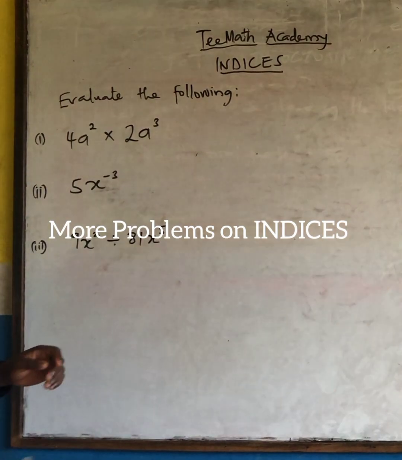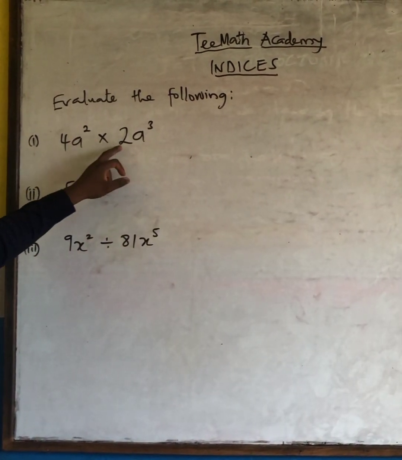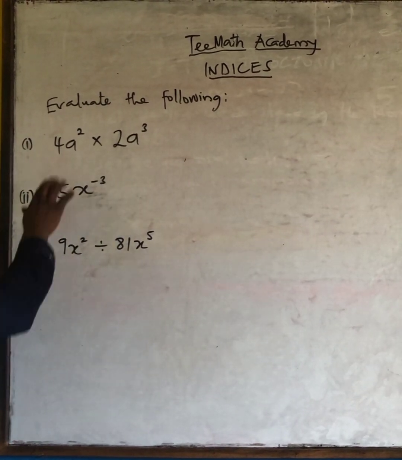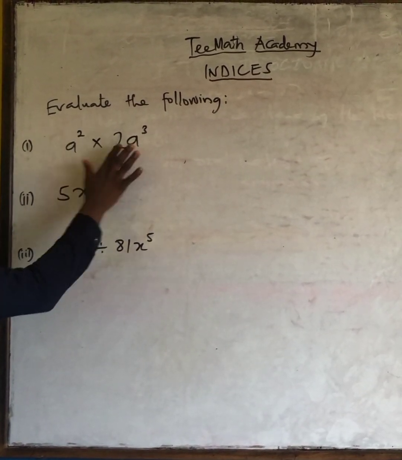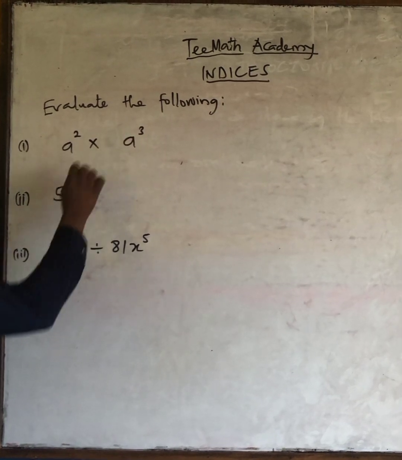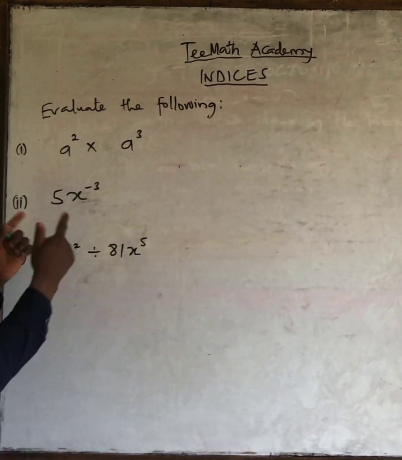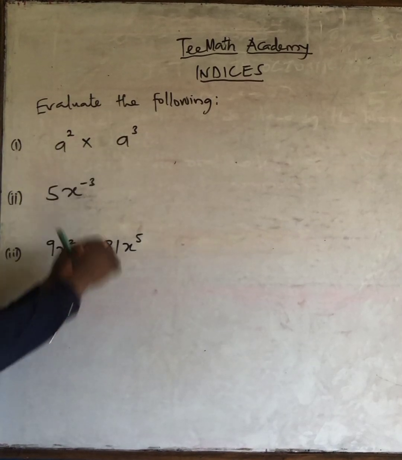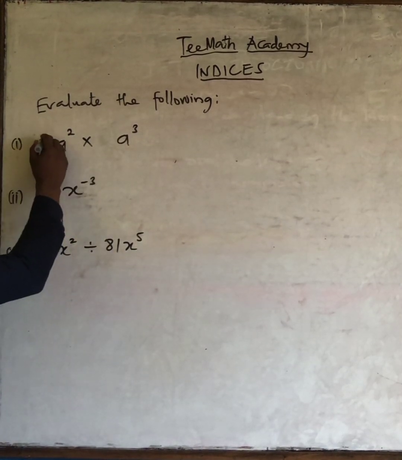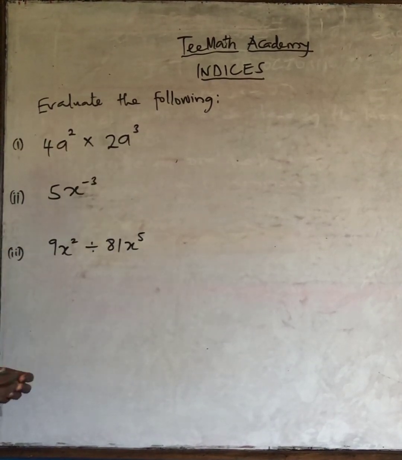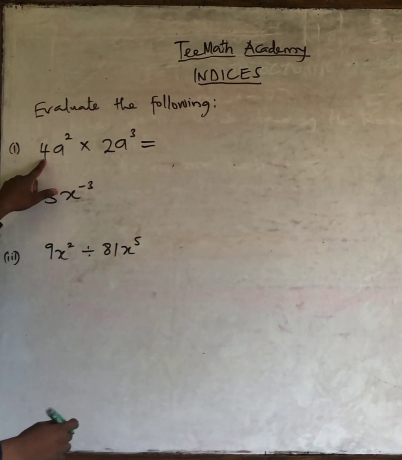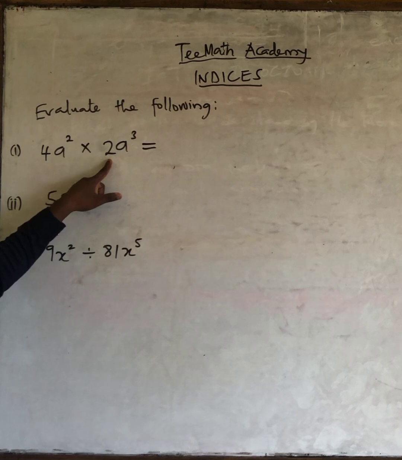Now look at this number 1. It says 4a squared times 2a raised to power 3. The one we did, we have it to be only a as the base. So that one, we are going to pick one of them. We add the powers. But in this case, we have 4 here, we have 2. All right. So what you are going to do here is you are going to multiply the coefficient.